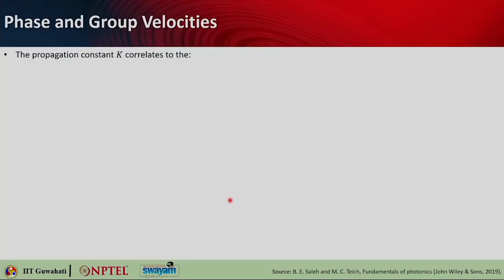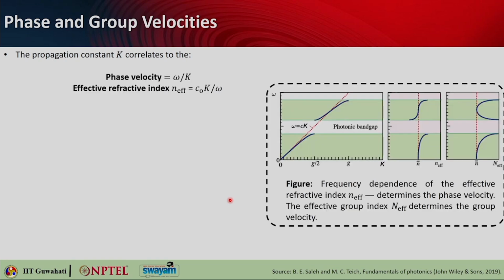Fine. So, from this you can also derive the information about the phase and group velocities. The propagation constant capital K correlates to the phase velocity as well. So phase velocity will be omega over capital K. Once you know the phase velocity, you can also find out the effective refractive index, that is small n effective, that is c naught over the phase velocity. So you will get c naught capital K over omega, fine.